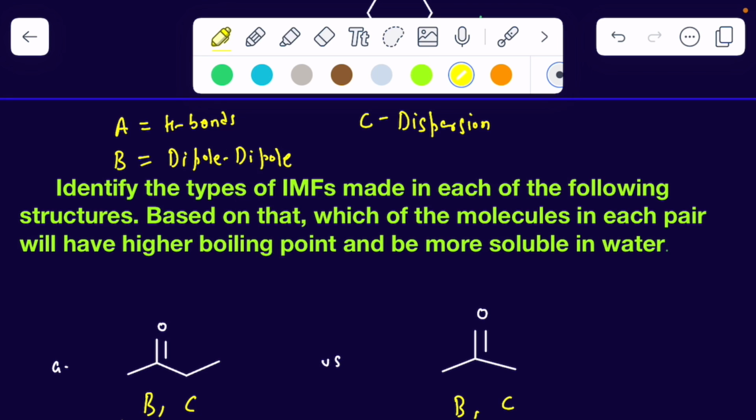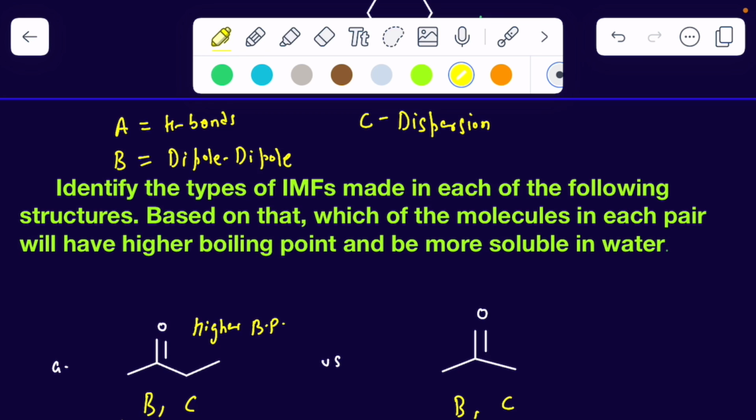So if everything else is the same and you're just trying to figure out who makes a greater amount of that particular type of intermolecular force, that one would have a higher boiling point. So this compound will have a higher boiling point.